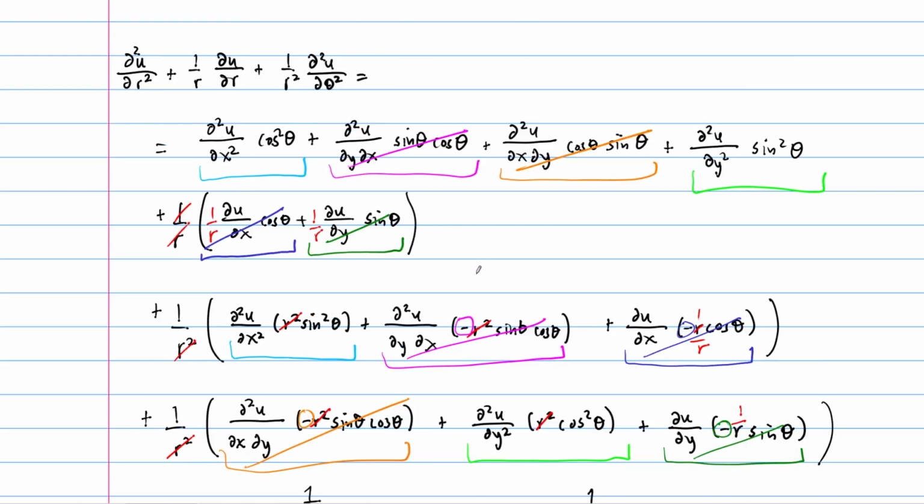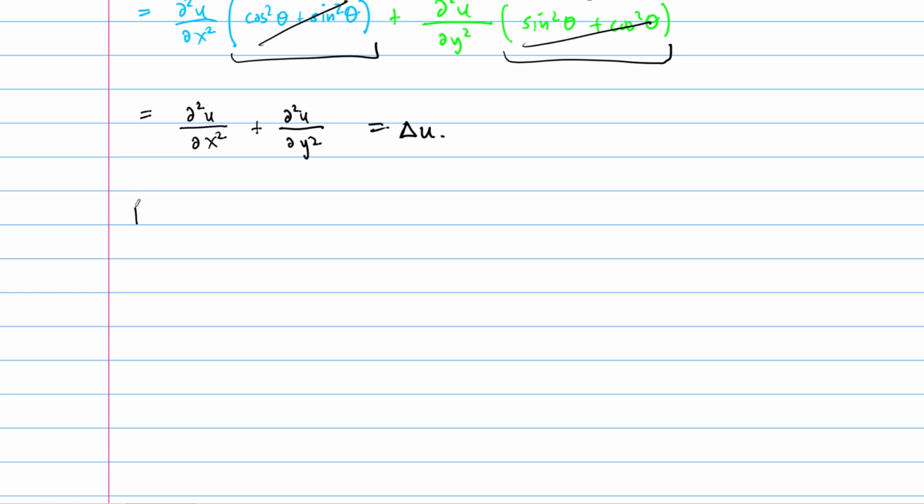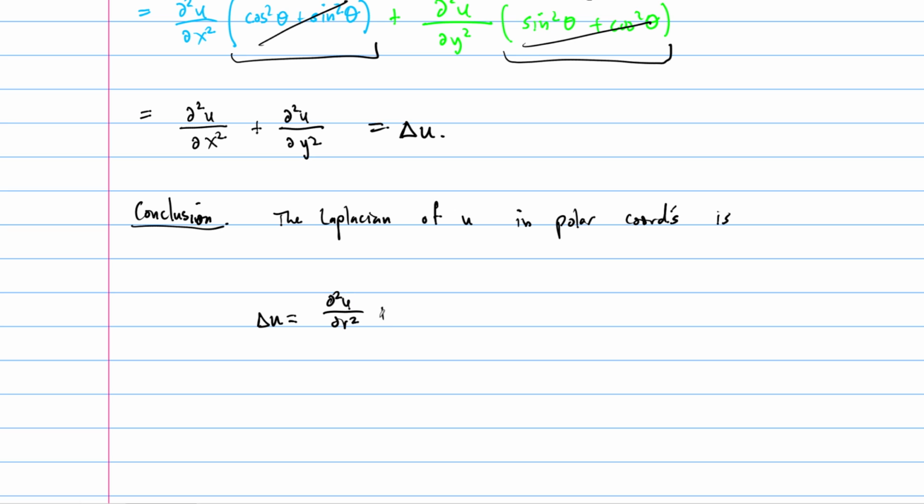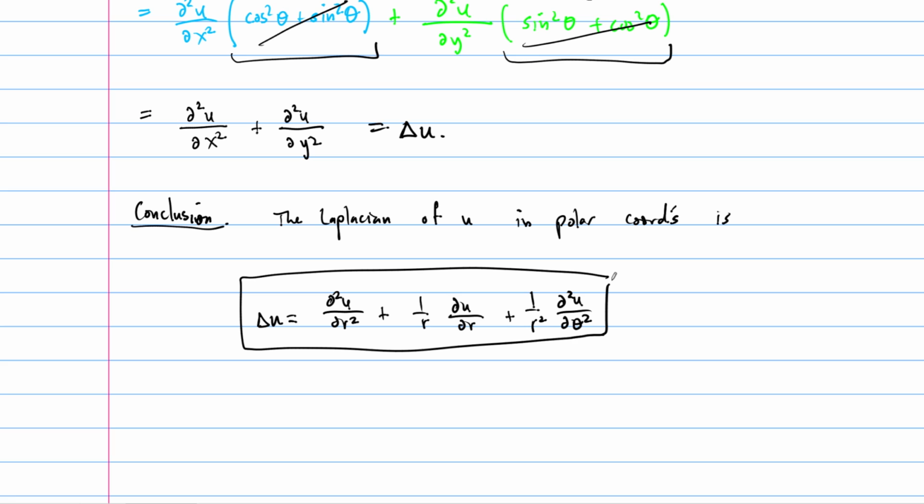So here's our conclusion. We should draw a conclusion after all that work, right? So the conclusion is that the Laplacian of u in polar coordinates, we just worked out all the details of this, is given by Laplacian u is d squared u dr squared plus 1 over r du dr plus 1 over r squared d squared u d theta squared. So in polar coordinates, there's our Laplacian.